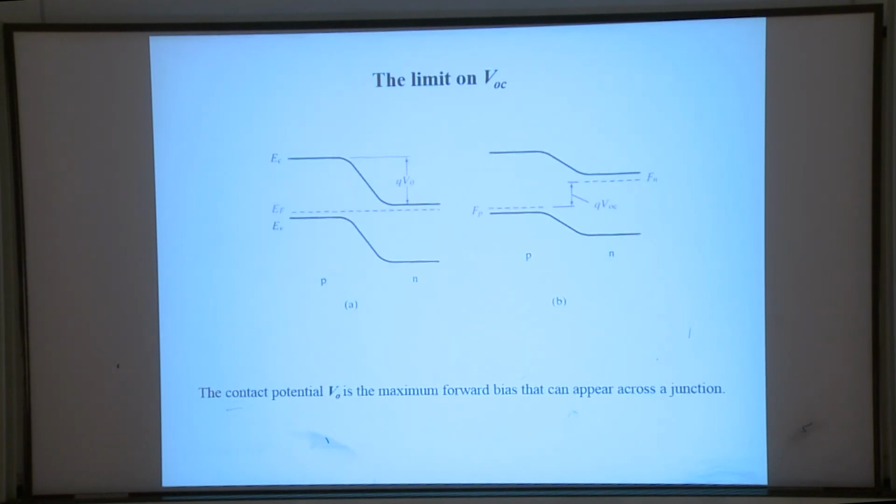This just shows you the limitation. Only this you can play around. If this goes above or equal to EC, then there's no resistance. You cannot go further beyond this point. So this is the one that limits the output voltage of the solar cell or the PN junction. All right? We'll go into more detail about that.